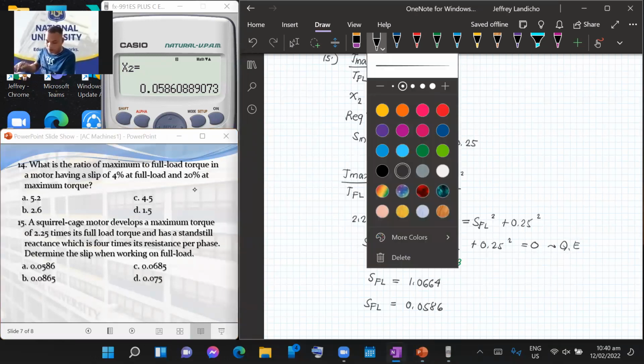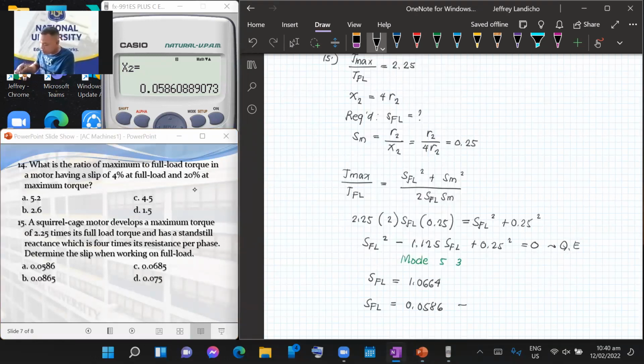So therefore, the final answer would be 0.0586. Anong letter yan? Arriba. Okay? So pares positive. Now, may nagtanong, sir, paano po kung nasa choices din si 1.0664? What if na naman kung itong value to ay nasa choices? Anong magiging sagot? Although this value is available sa choices, but definitely this value is disregarded.